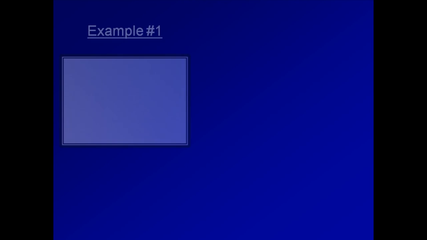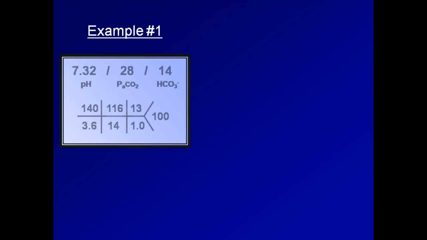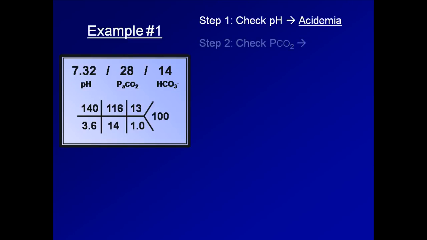So here is example number 1. We have a pH of 7.32, a PCO2 of 28, and a bicarb of 14. Step number 1, as always, is to look at the pH. Here we immediately see this patient has an acidemia. Step number 2 is the check of the PCO2.